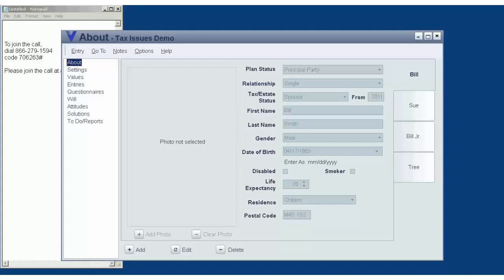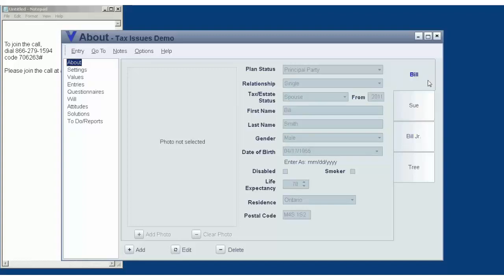So I know we've got a lot of existing users, but for the benefit of new users, I just want to take a couple of minutes and very briefly run through some basics about the software, just to orient you to some of the features that we'll be using today when we look at this whole issue. So right now I'm on the About page. This is where we set up what we call the parties to the plan, Bill, Sue, Bill Jr. I want you to notice Bill's birth date, 1955, he's 59. Sue, 1958, she's 56. So they're starting to approach retirement.